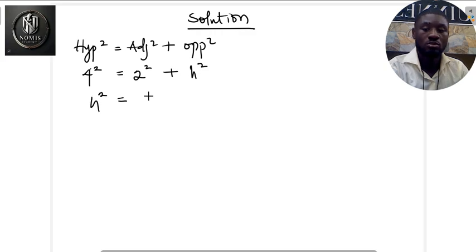We are going to make h the subject of the formula. So h squared is equals to 4 squared is 16. Then this is 2 squared. When it goes to the other side, it becomes minus 2 squared. So 2 squared is 4. So h squared is equals to 12 centimeters. Now, square root both sides.